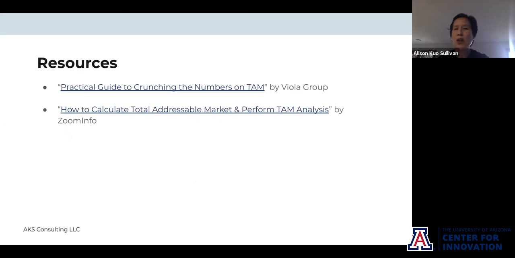So I've given you just a couple of resources. I didn't want to inundate you with a lot of different links, but the Viola Group one gives you a very practical guide on that bottoms up versus top down approach. They advocate that bottoms up really is more accurate. But even if you have a top down approach and you've applied some very realistic guardrails around the market assumptions, that's good enough, right? And then finally, there's some good information from ZoomInfo as well on TAM.